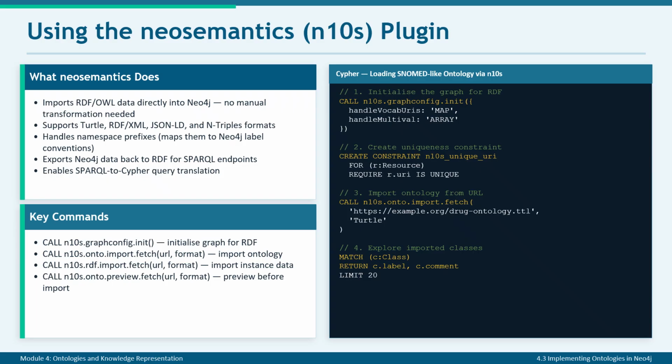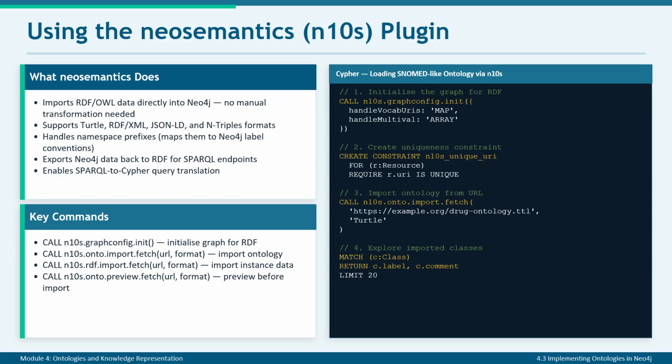Step 3. Import your ontology with call n10s.onto.import.fetch, passing the URL and format. If you want to preview what would be imported without committing, use n10s.onto.preview.fetch first. After import, your ontology classes are available as class nodes in the graph, and you can query them with standard Cypher.